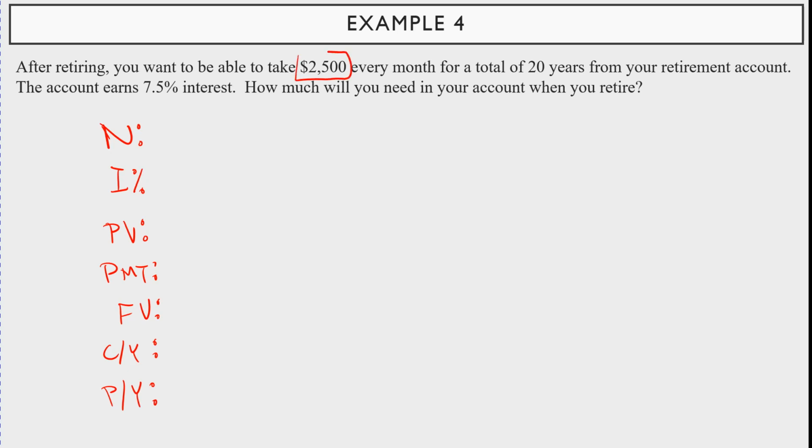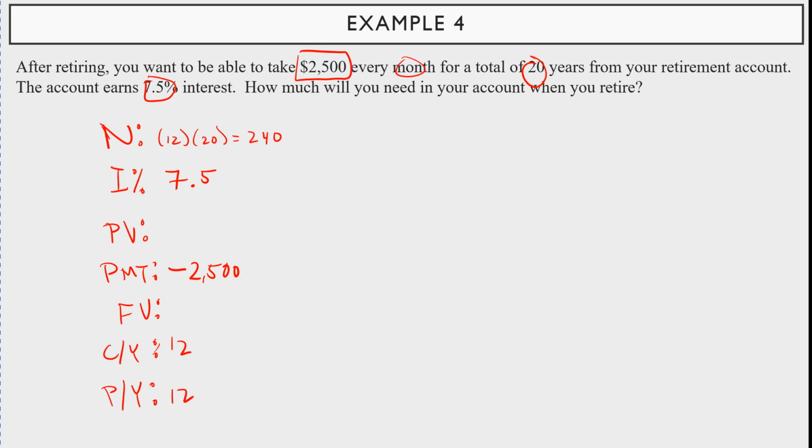You're going to take out $2,500. So I'm going to plug in negative $2,500 here because you're paying yourself. You're taking out of the account, so that's why it's interpreted as negative. Every month for 20 years, so the total number of payments would be 12 times 20. That's 240. You're getting 7.5% interest, and our compounds and payments per year are going to be 12.